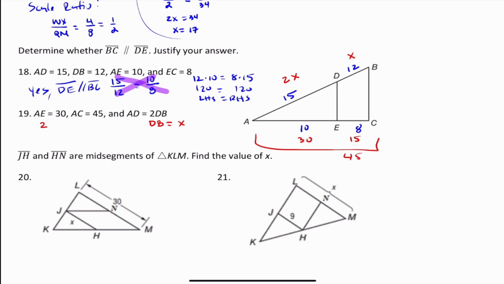So let's do it. 2x over x is equal to 30 over 15. So I have 30x equals 30x. The left-hand side equals the right-hand side. So yes, segment BC is parallel to segment DE.